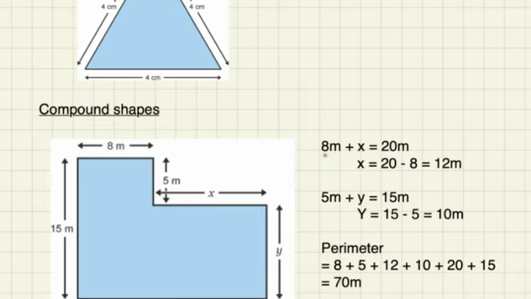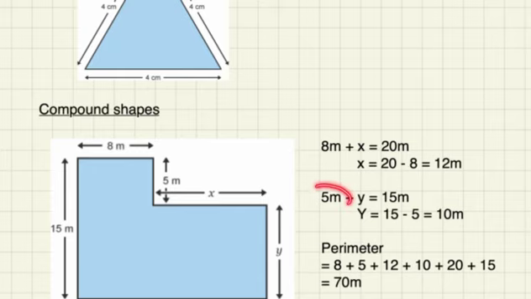So over here, I've written it out. There's 8 meters here plus x, and that should equal 20 meters, that length there. So if we take this over to that side, it becomes minus 8, as we have here. That leaves us with 12 meters. So x is 12 meters. And then applying that principle to y, so this is y, this is 15 meters, and we know this to be 5 meters. So 5 meters plus y equals 15.